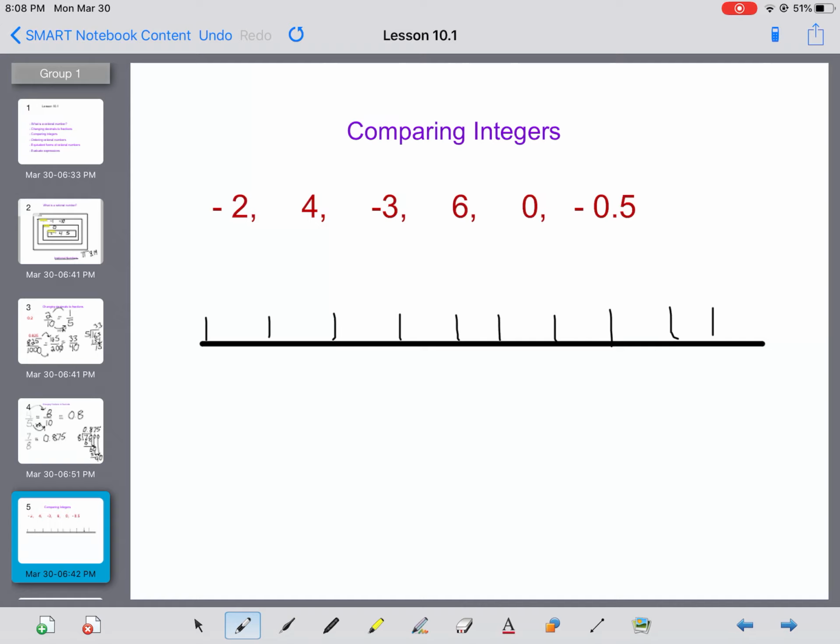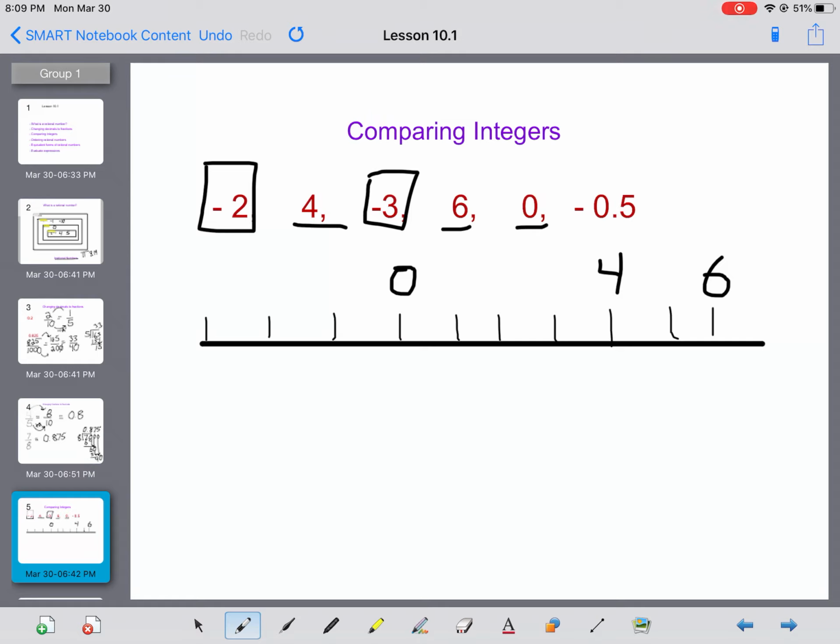Okay? All right, the next part of our lesson is comparing integers. I wanted to review this because I wanted to remind you the way it works with negative numbers. Okay, so let's say I'm going to start with 0. I'm going to place that on my number line right here. Then I'm going to start with all my positive numbers because they should be pretty straightforward to me. So I'm going to place 4 over here and 6 over here.